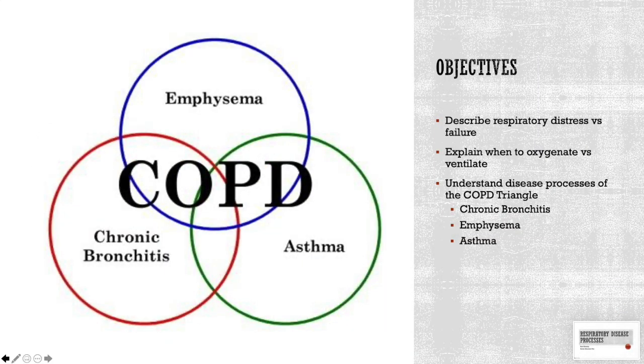Specifically for this training, we're going to be talking about the respiratory disease processes for the COPD triangle, which include chronic bronchitis, emphysema, and asthma. We're going to discuss and explain when to oxygenate versus ventilate, and we're going to describe respiratory distress versus respiratory failure and the interventions needed to treat those.